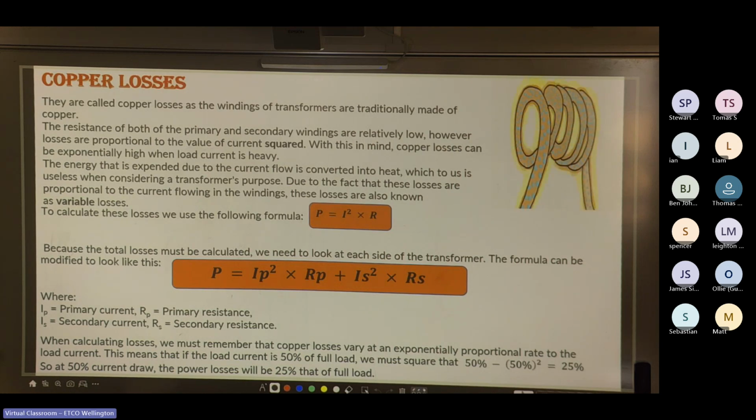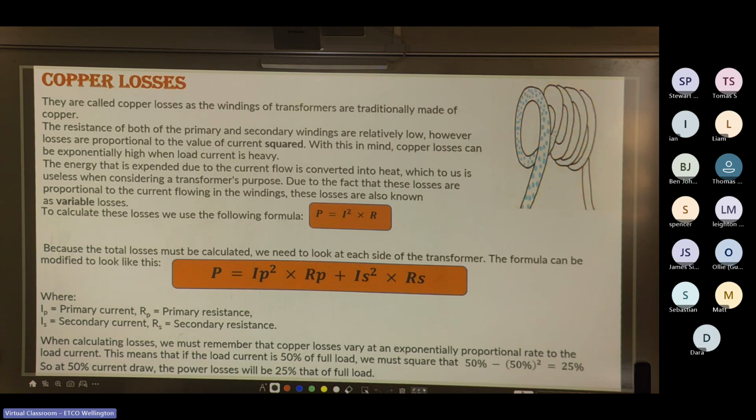Because the total losses must be calculated, we need to look at each side of the transformer. The formula can be modified to look like this: P equals IP squared times RP plus IS squared times RS, P being primary, S being secondary. When calculating losses, we must remember that copper losses vary at an exponentially proportional rate to the load current. This means that if the load current is 50% of full load, we must square the 50%, which equals 25%. So at 50% current draw, the power losses will be 25% that of full load.